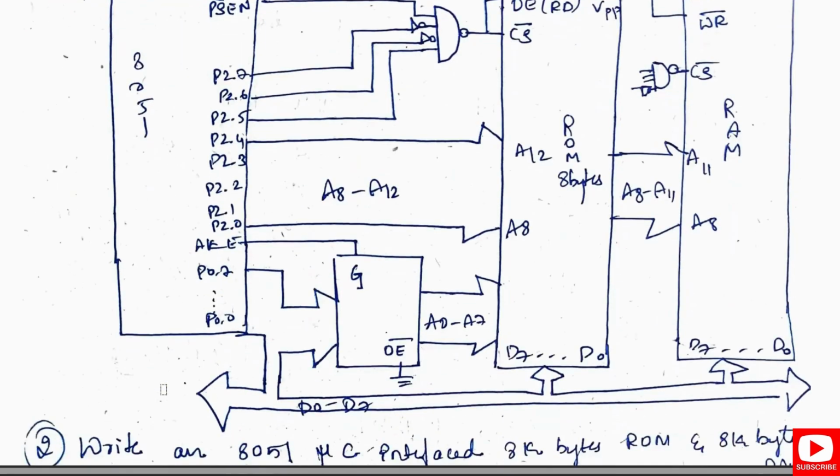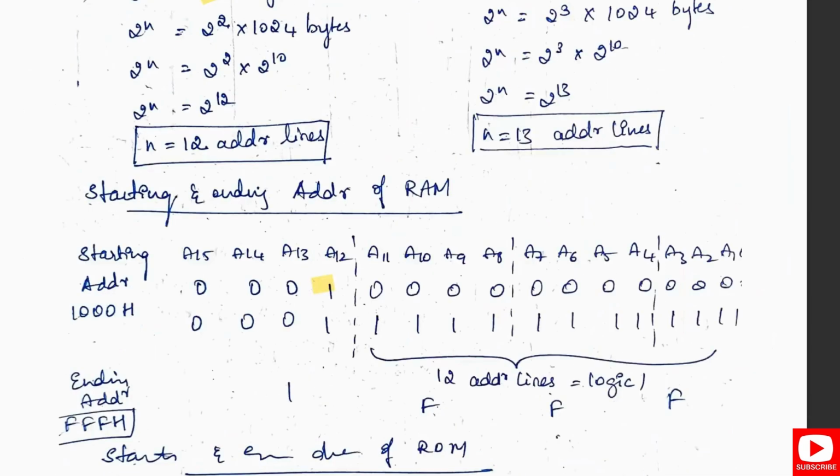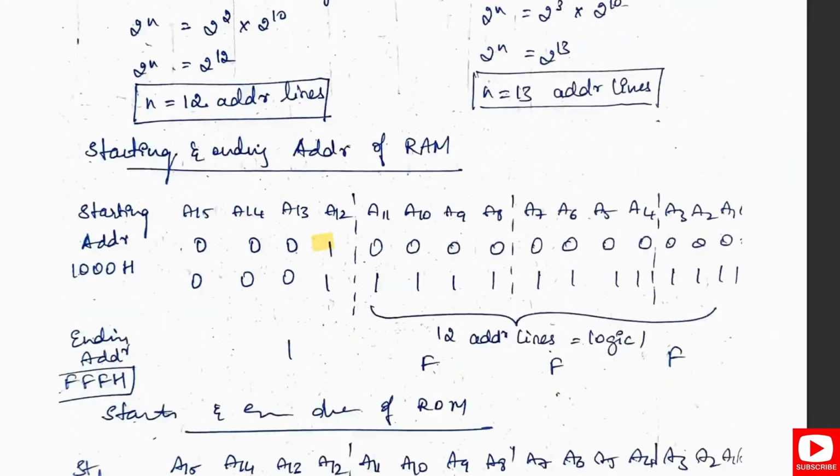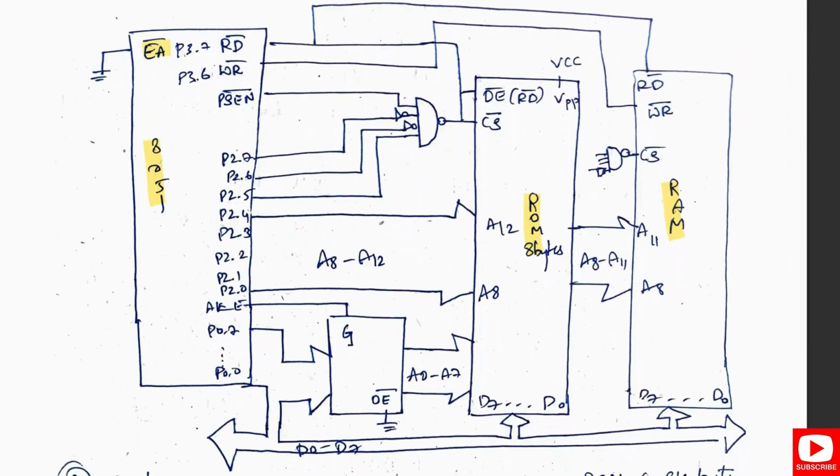On seeing the interfacing part, you have to first write the 8051 microcontroller, then ROM and RAM. ROM is of 8K bytes and RAM is, as it is mentioned here, 4K bytes. Now here, first thing you have to make the EA enable grounded so that it can interface from the external memory. Now firstly consider the port 0.